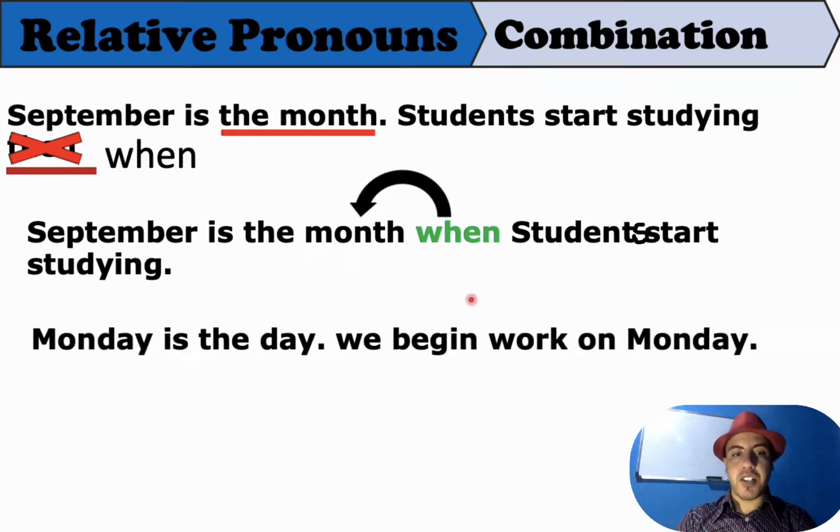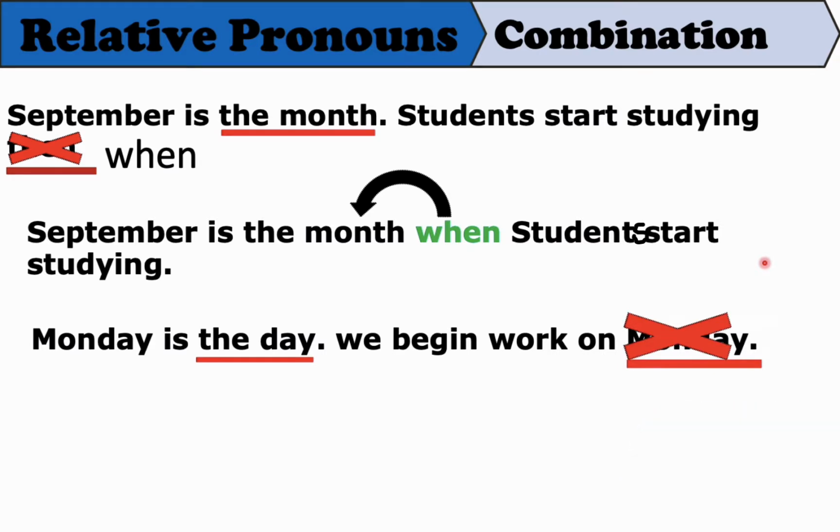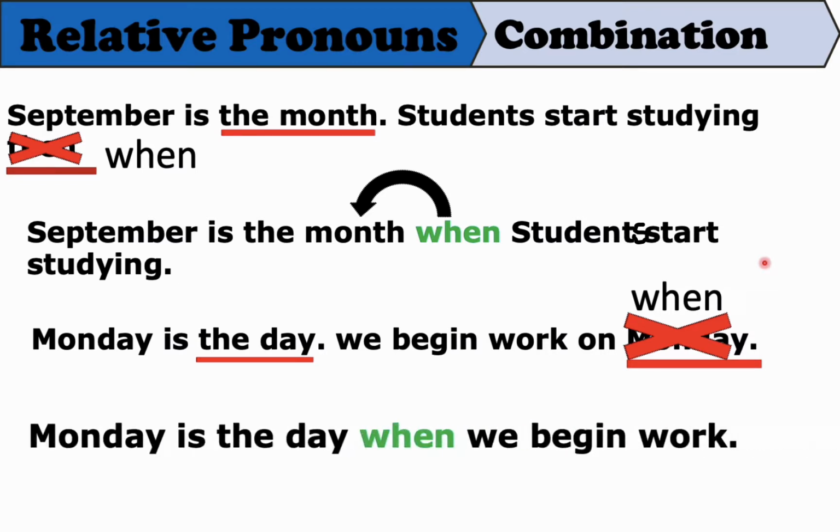Okay. Another example. Monday is the day we begin work on Monday. What is repeated? We have Monday, the day, and on Monday. So which one are we going to delete? Is it the day or on Monday? Good. It is on Monday. And we need to replace it with when. Very good. So the answer is Monday is the day when.